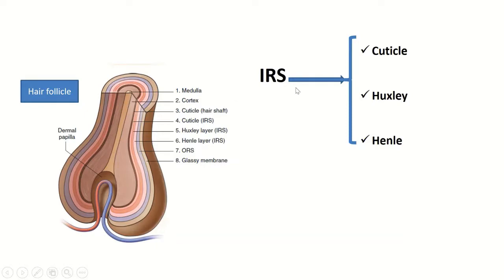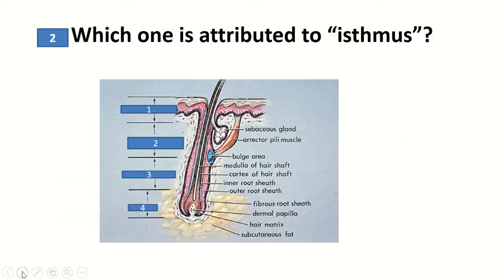Actually, IRS is composed of cuticle, Huxley and Henle. And as you see here, Huxley layer is located more internally than Henle's layer, that is more externally. So the correct answer is 5. The 5 is Huxley layer.